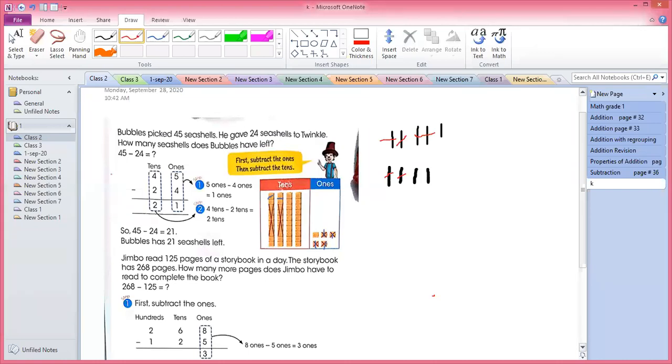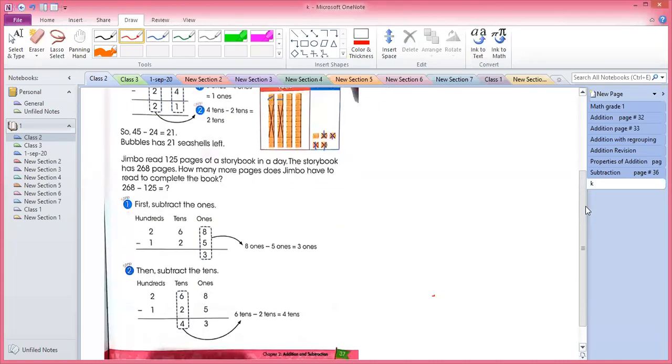Okay. Now we are going to have the last example, then we will practice some questions. In the last example, Jimbo read 125 pages of a storybook in a day, and the storybook has a total of 268 pages. So how many more pages does she need to read to complete the book? So she has read 125 and the book has 268 pages in total. So I will write 268 first and then I will minus 125.